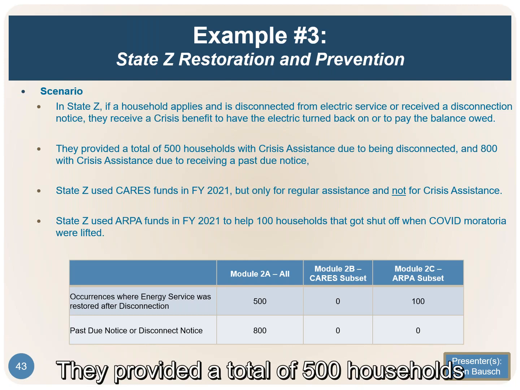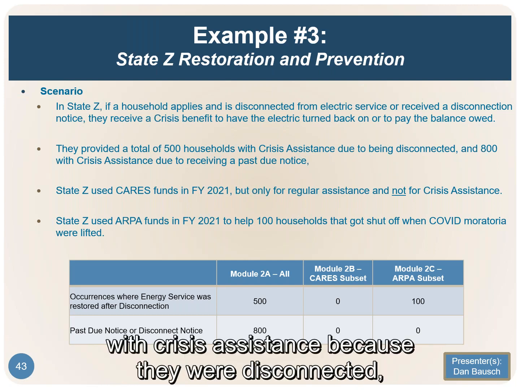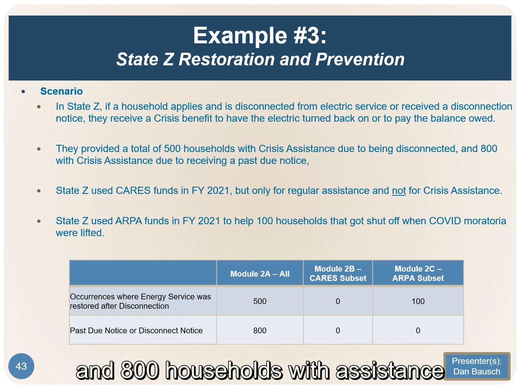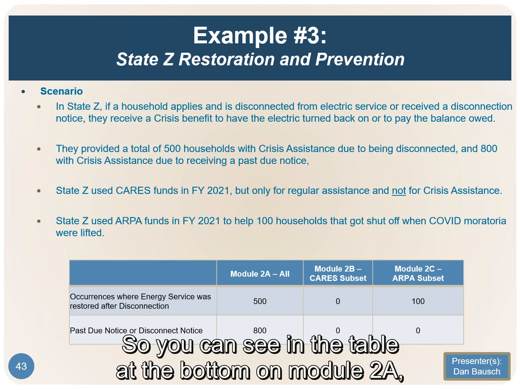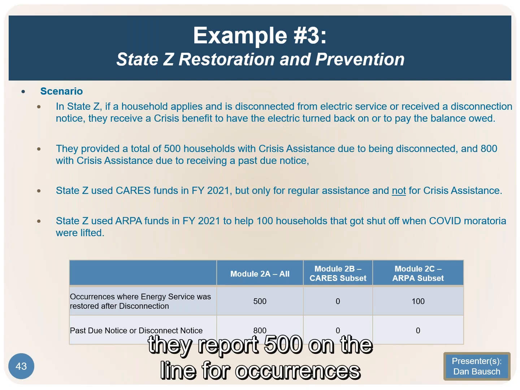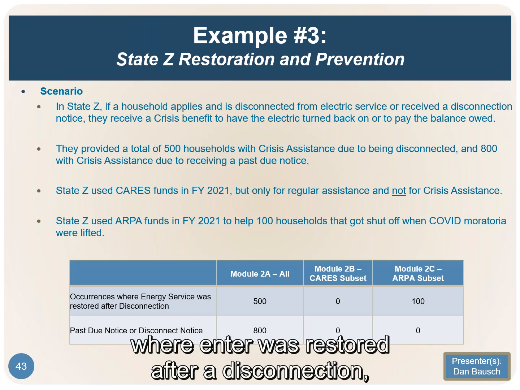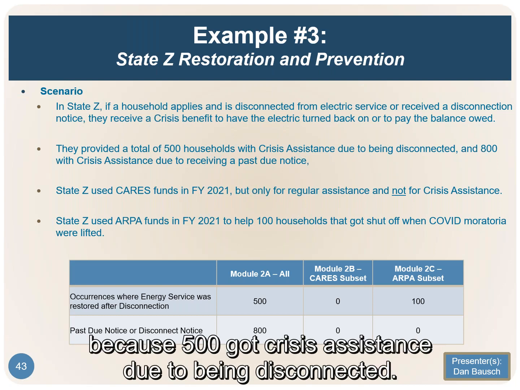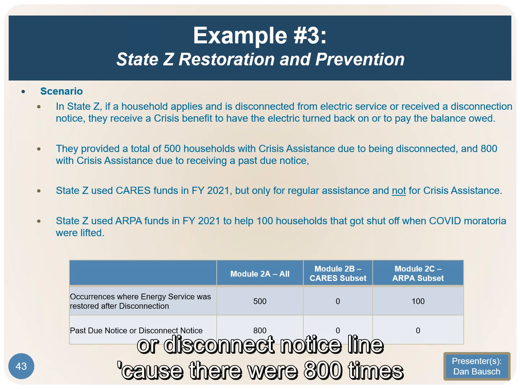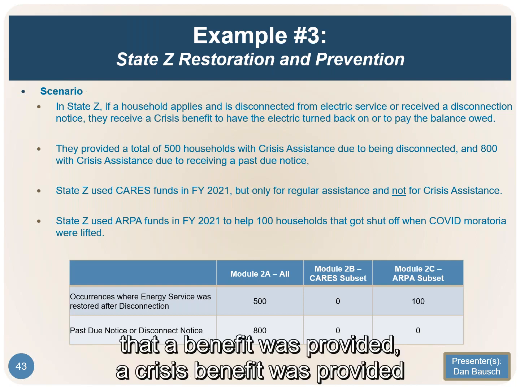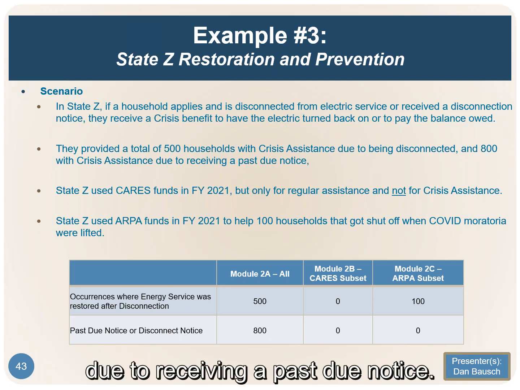They provided a total of 500 households with crisis assistance because they were disconnected, and 800 households with assistance for having a past due notice. So you can see in the table at the bottom on module 2A, they report 500 on the line for occurrences where energy service was restored after a disconnection, because 500 got crisis assistance due to being disconnected. And they'd report 800 on the past due notice or disconnect notice line because there were 800 times that a crisis benefit was provided due to receiving a past due notice.